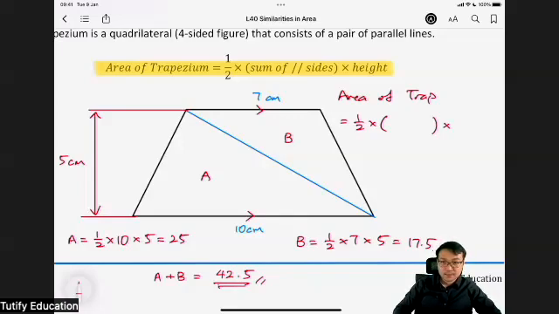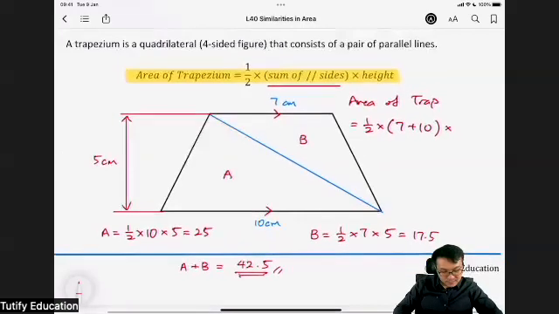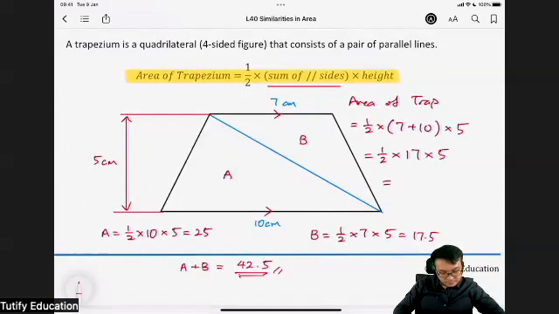Okay. What is the length of the two parallel sides, Kate? No, the length of the two parallel sides. This one, the sum of the parallel sides. This is a parallel side. This is a parallel side. 7 and 10. Okay, then times the height. What is the height? 5. The height is 5. Very good. Come, let's work it out. Half times 17 times 5 equals 42.5. Do you notice that we get the same answer?